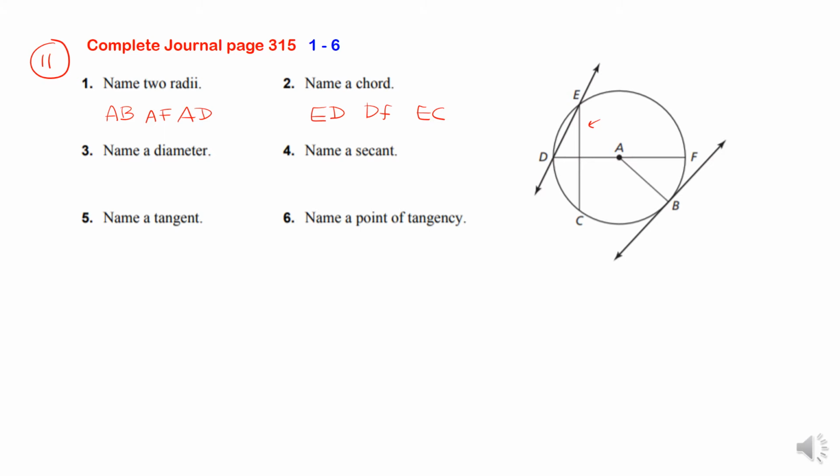ED is part of the segment of a secant. Okay, so ED is my secant because it intersects in 2 places, but the segment ED is also a chord. Name a diameter. That would be FD. That's the only one they gave us. Name a tangent. So that would be line B. Okay? We don't have another name for it. Name a point of tangency. B is a point of tangency. Okay? How'd you do? Ask yourself, what do you need to understand better?